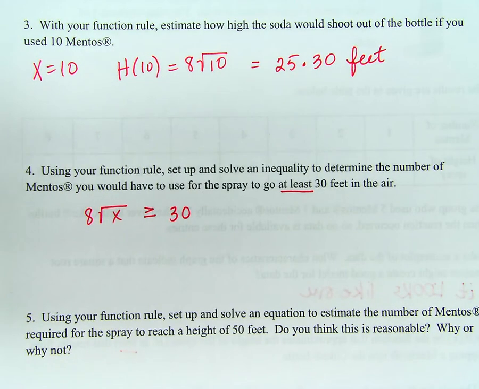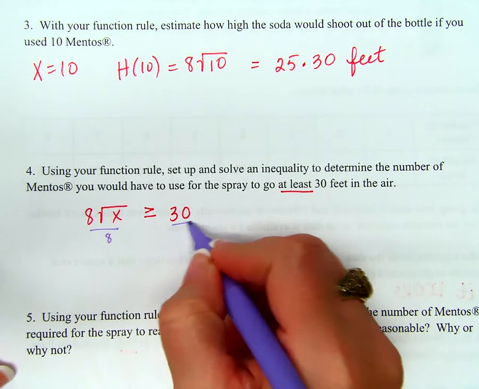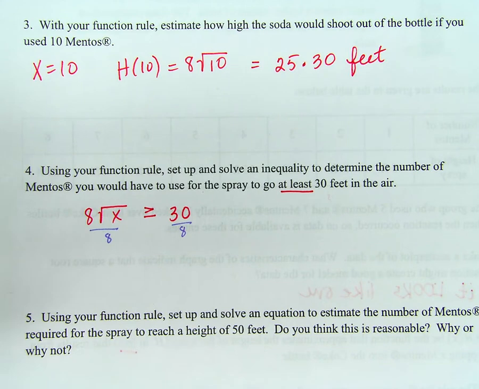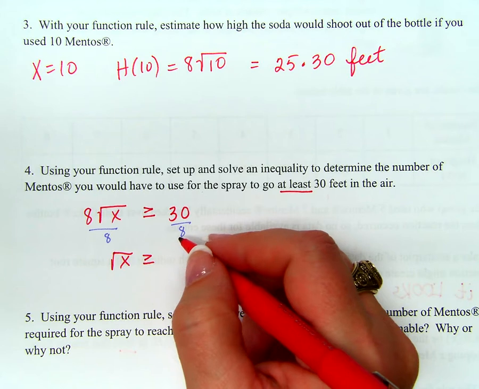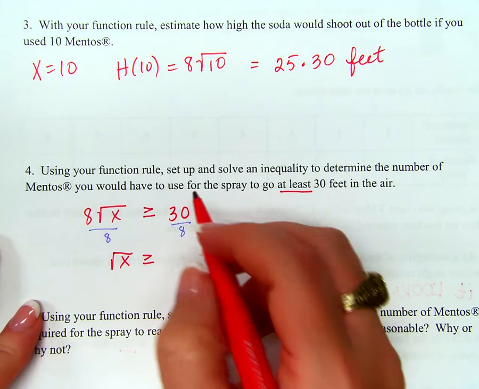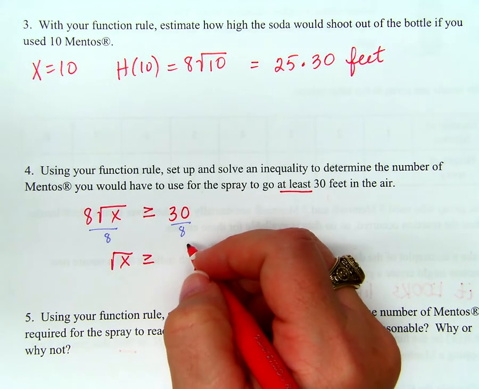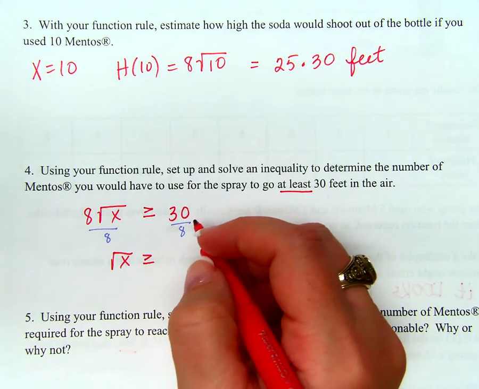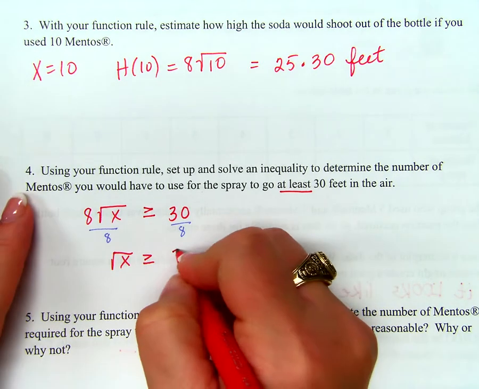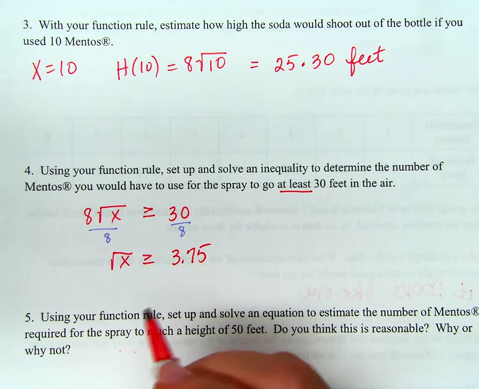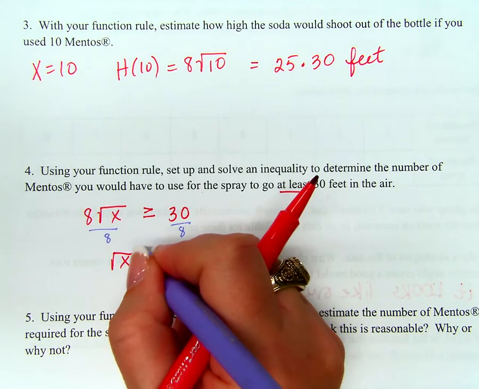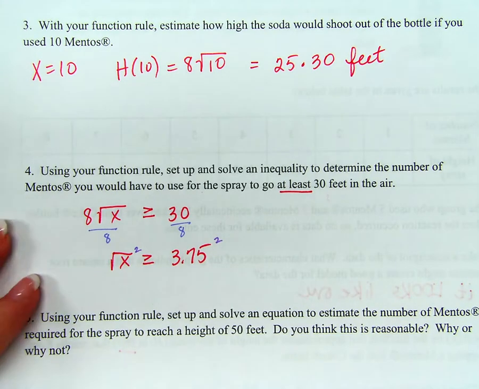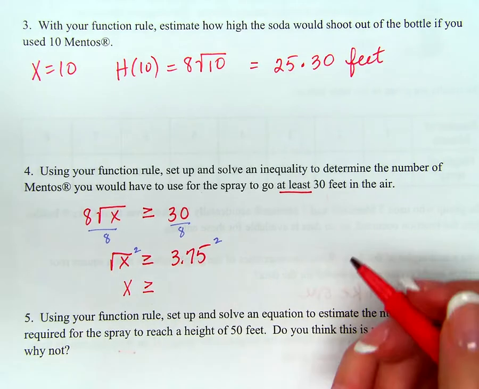Now, how do I go about solving this inequality? Yeah, get rid of the 8. I know what you meant. It's okay. So square root of x is greater than or equal to 30 divided by 8? 3.75. And now? Square both sides. Very good. x is greater than or equal to?